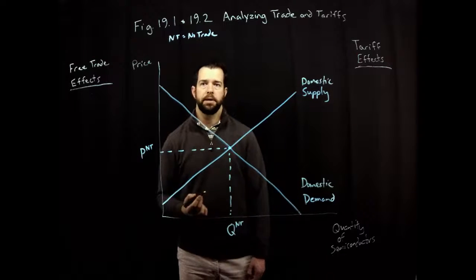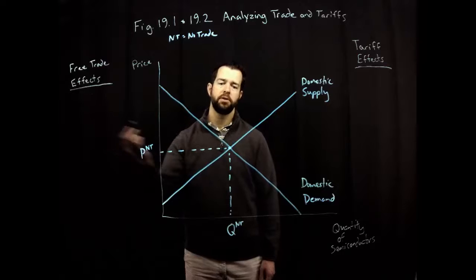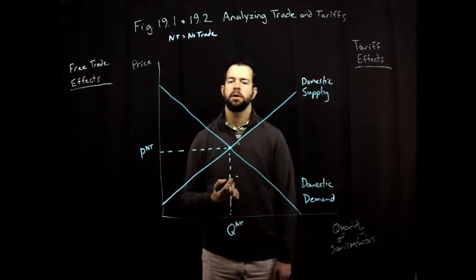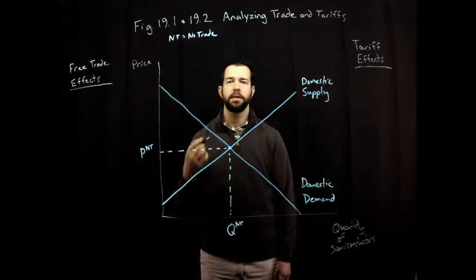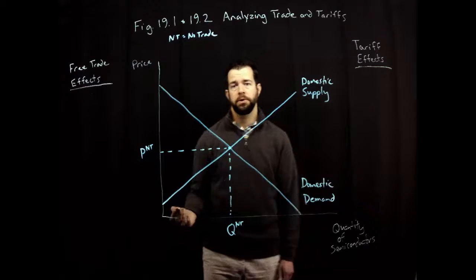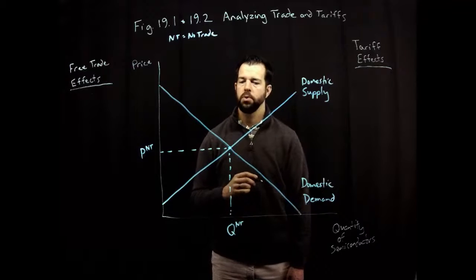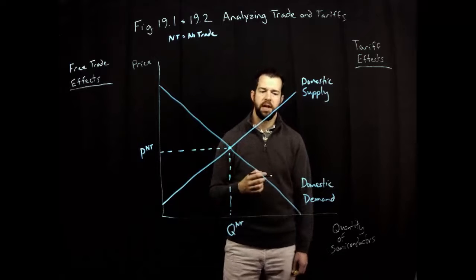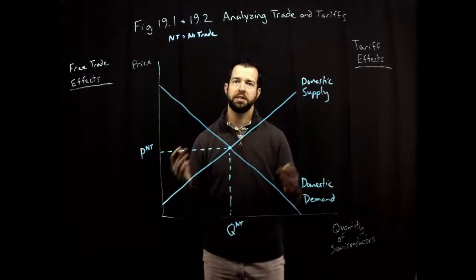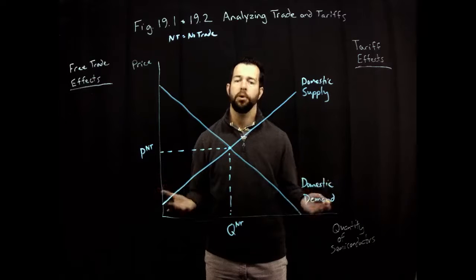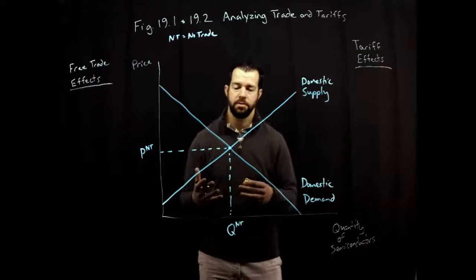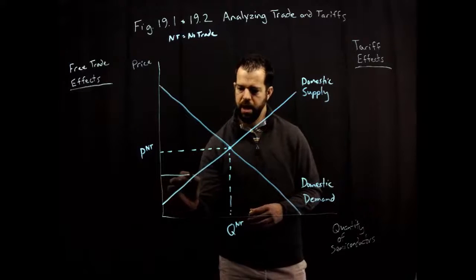Now we want to introduce trade here, and we're going to talk about the effects of free trade from this starting point. We're going to make a couple of assumptions. We're going to assume that the domestic market is not the lowest cost producer of semiconductors. In fact, foreign producers can produce it for much cheaper. This allows us to make a world supply curve that is flat.